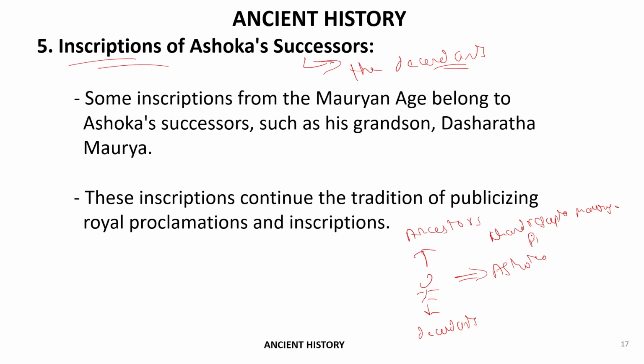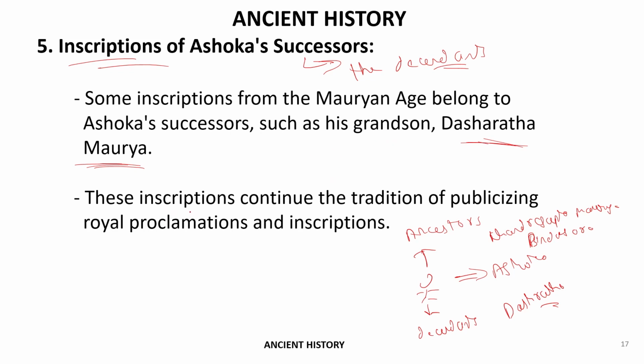Okay. Then Bindusara. And his descendant was Dashrath. Okay. Remember, this Dashrath was Dashrath Maurya. He was not the father of Rama. Okay. So just make the difference. Do not get confused. Okay. So, such as his grandson Dashrath Maurya.